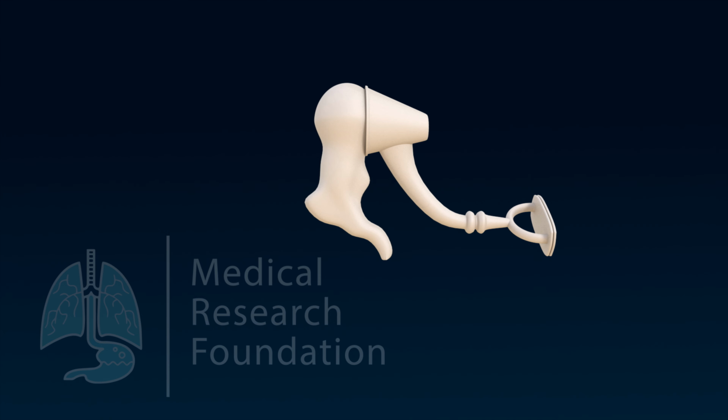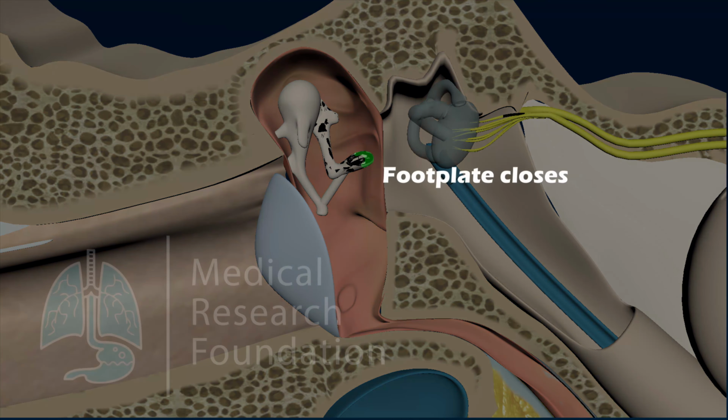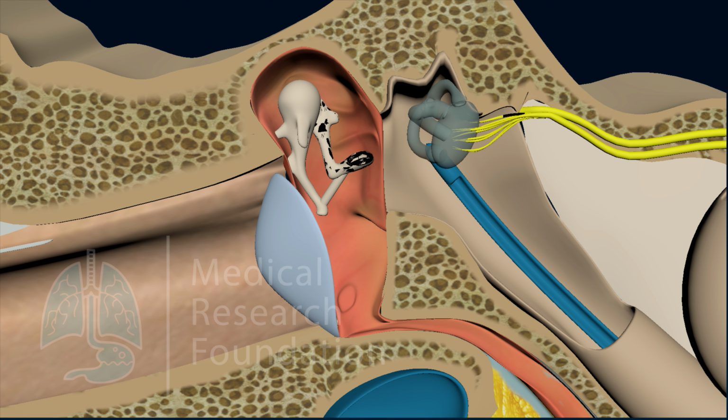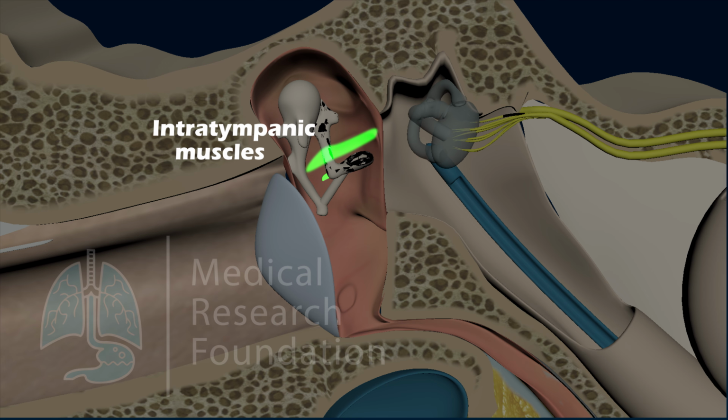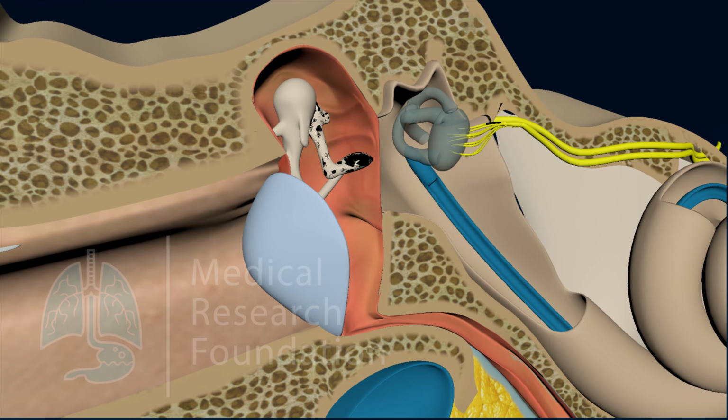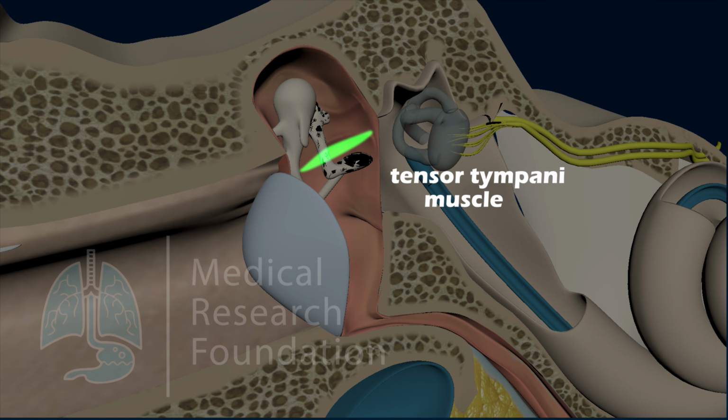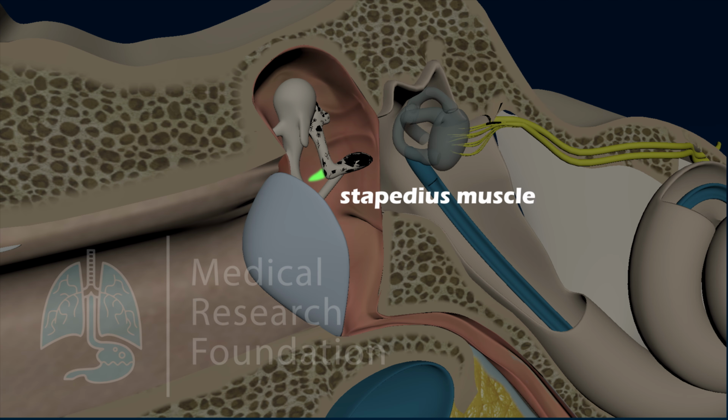Stapes. It resembles a stirrup. It consists of head, neck, anterior and posterior crura, and footplate. The footplate closes the oval window and is attached to its margin by the annular ligament. There are two intratympanic muscles: Tensor tympani muscle and Stapedius muscle.